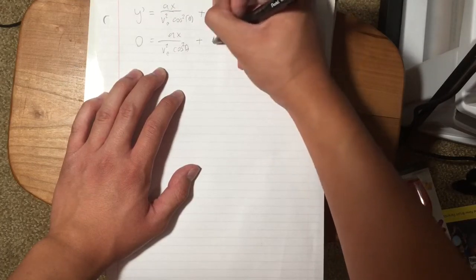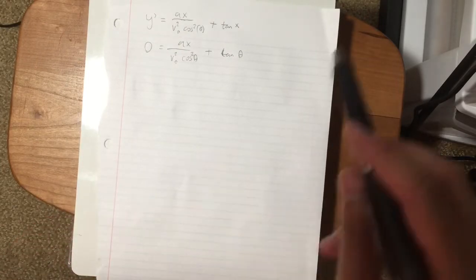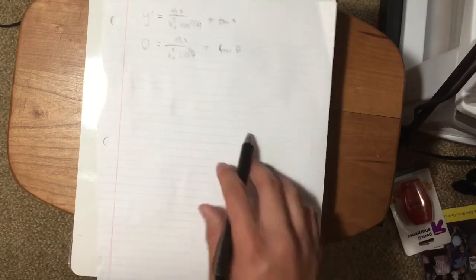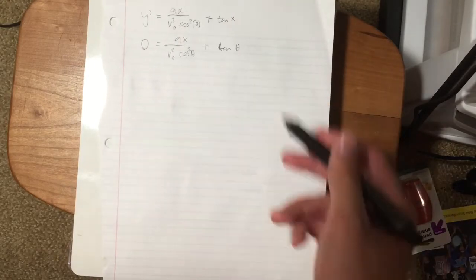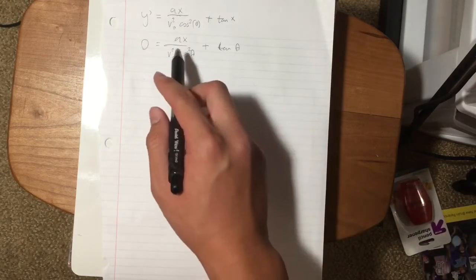Now that's the equation at any given theta, or any given initial velocity, where the x position would produce the maximum y value. So this is our new equation with just x and theta. Now I'm going to simplify this equation so it looks more clean.